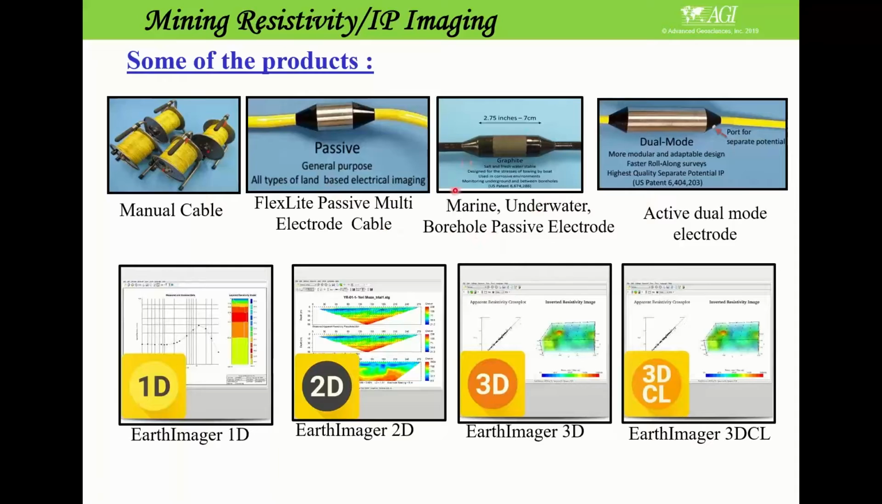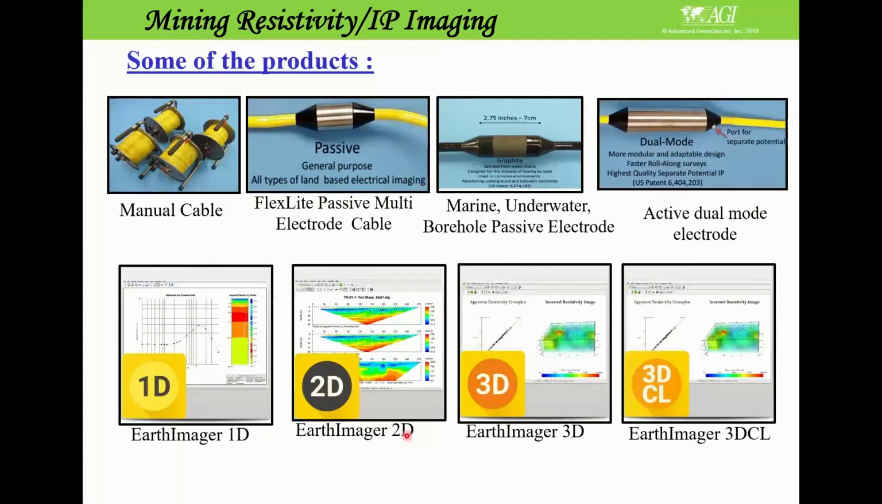When you do these studies in ocean bottom studies and water environments, you use passive graphite electrodes in this kind of environment, because these are non-corrosive in a special salty water environment. The software you use in this investigation is typically Earth Imager 2D.